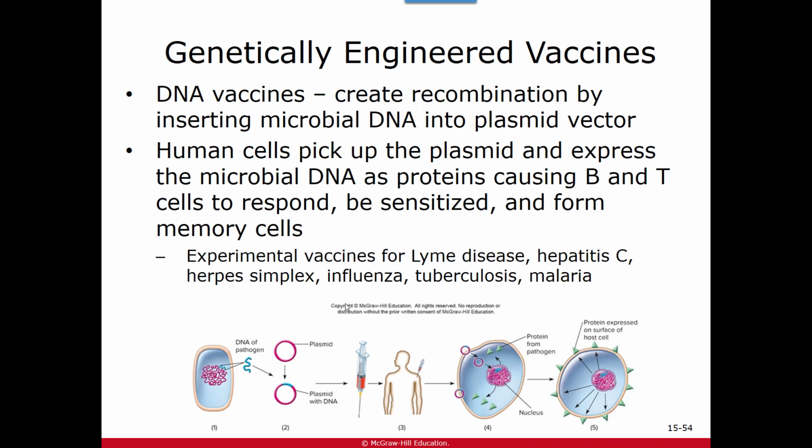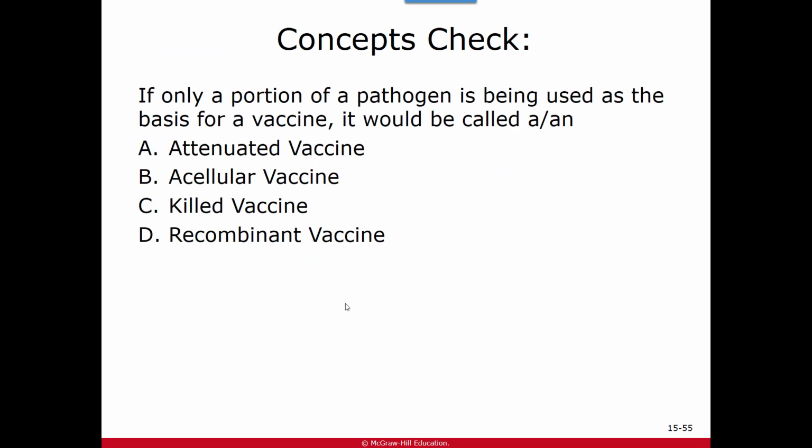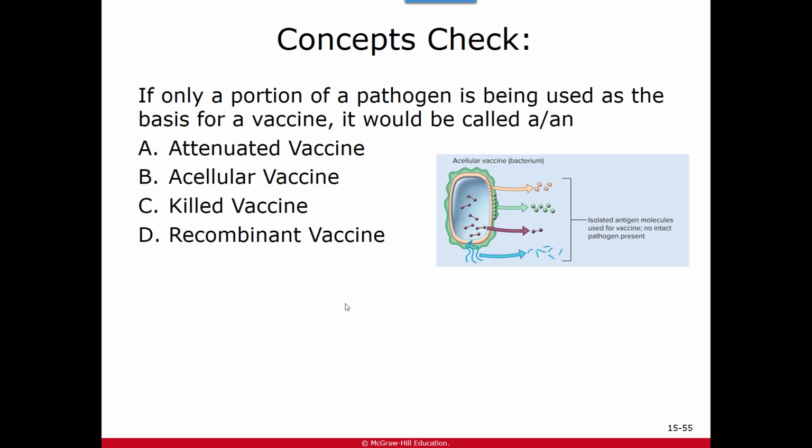Awesome stuff coming up. Last little concept check. If only a portion of a pathogen is being used as a basis for a vaccine, what would it be called? It would be the acellular vaccine. It's not the whole cell, because a means without. So without being a cell, it's just a small little fragment.